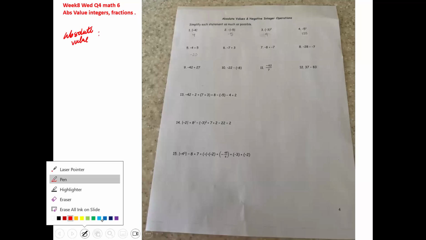Absolute value, what's the definition? Do you remember what the definition is? It's basically the distance from 0. And what that means is it's always what? Positive. Okay? For example, this is 0, right?